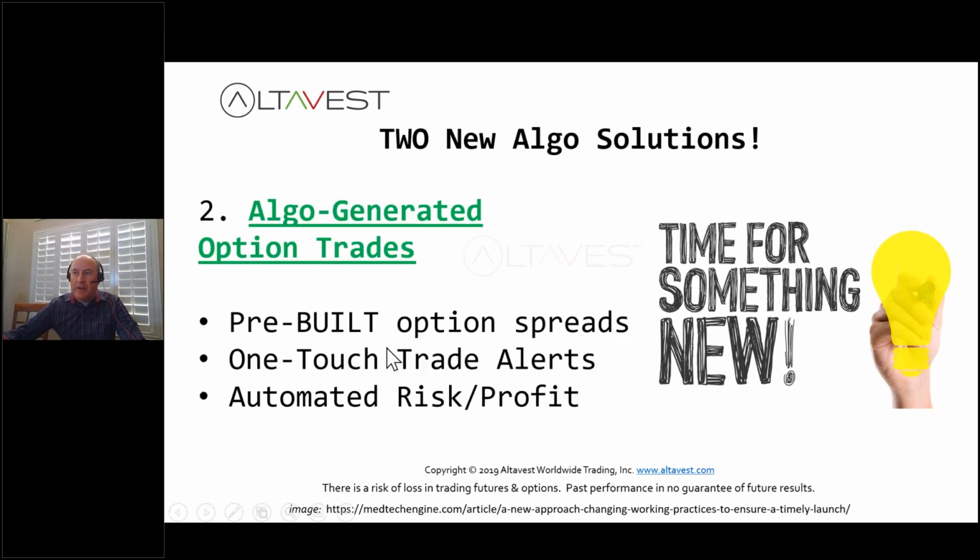Then we'll look at algo-generated options trading, pre-built option spreads. You'll never have to create another option spread. One-touch alerts. These are integrated with your account. You've never seen anything like that. And then, of course, automated risk and profit controls with options trading as well.